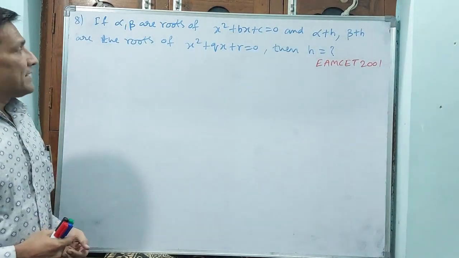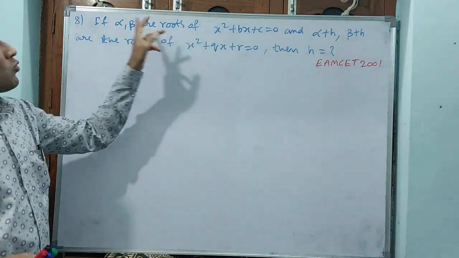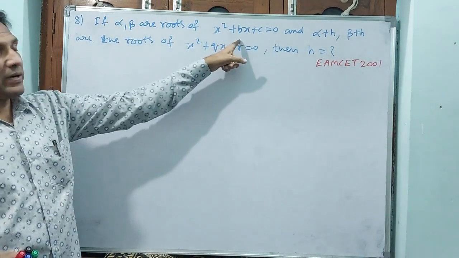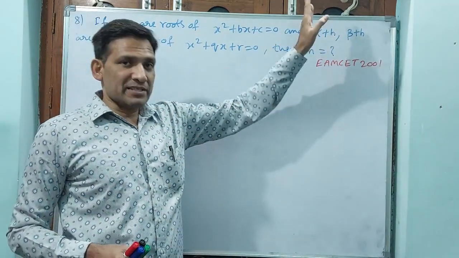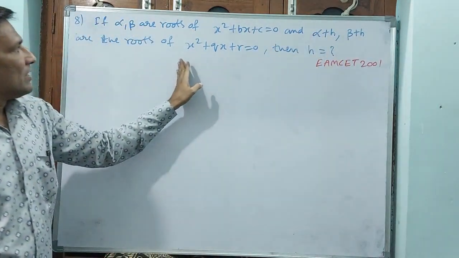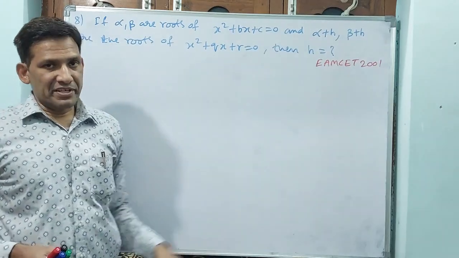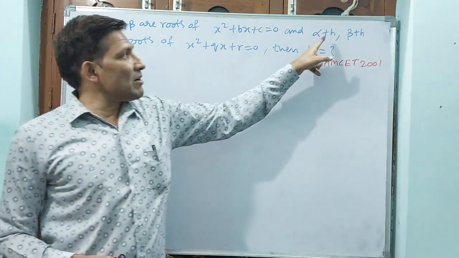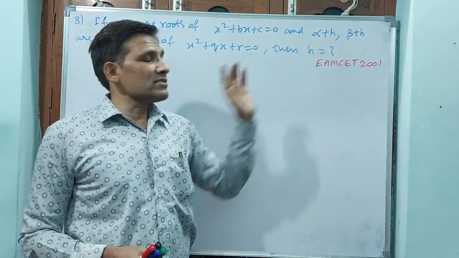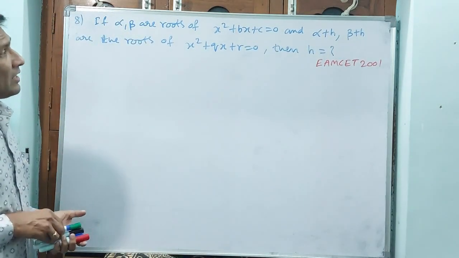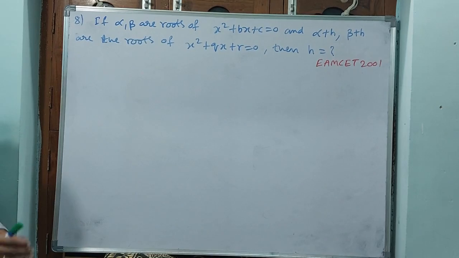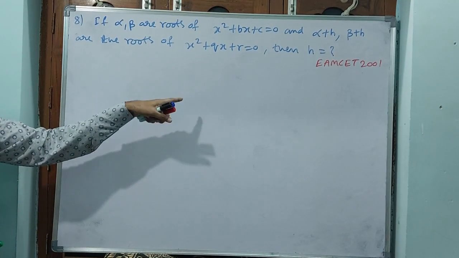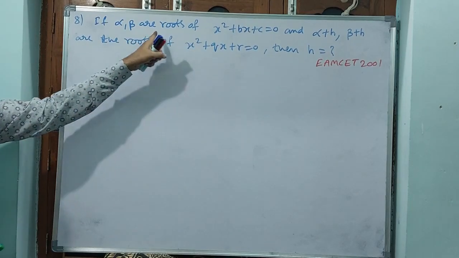Question number 8. Here two equations are there, two roots are there. Alpha, beta are roots for first equation. Alpha plus h, beta plus h, both are separate. These are roots of this second equation. Then they are asking h. Why? Because the h is there in both. They are asking what is the value of h. See how you are going to find h. If you see both are different, then you are unable to do. Both are related. That means that h value you also can get from here.